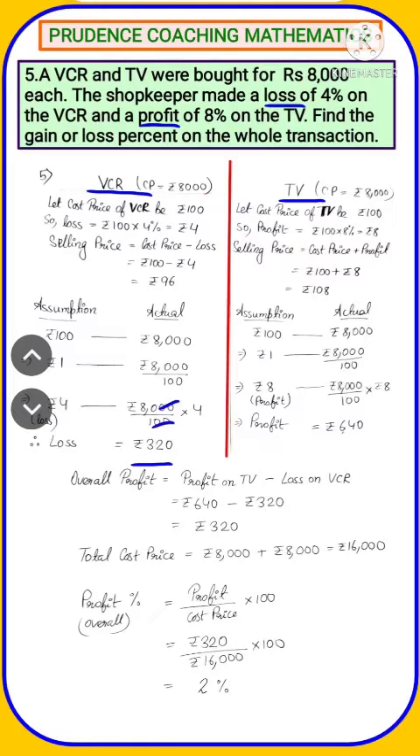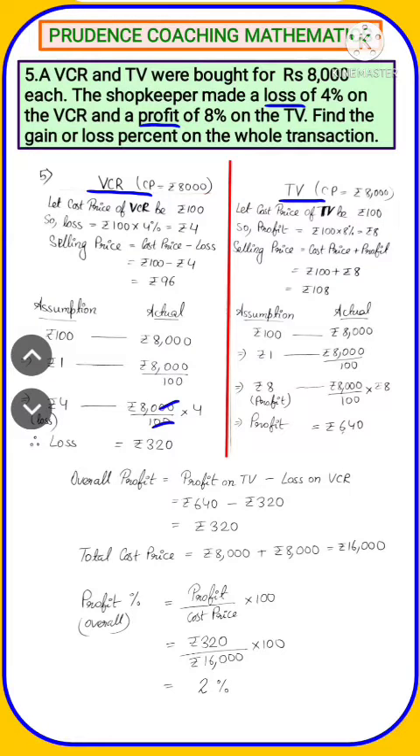Now let us start with TV. Here we will assume the cost price of TV as rupees 100, and as there is profit of 8%, we will calculate the profit: 100 rupees into 8%, that is on the cost price. So you will get 100 into 8 by 100, 100 and 100 will be cancelled. You will get rupees 8 as your profit.